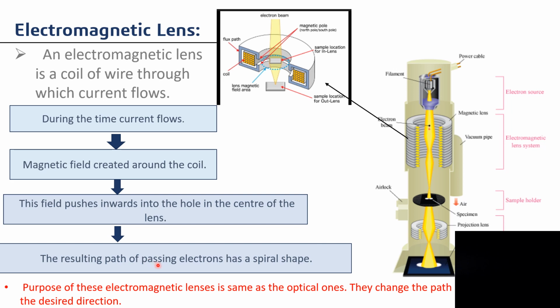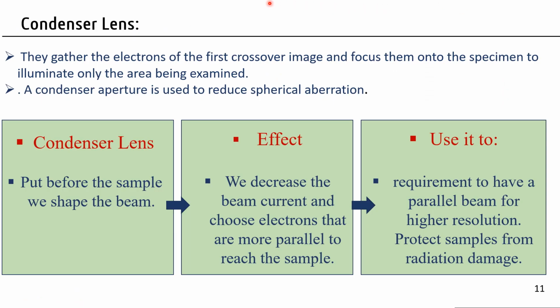The purpose of these electromagnetic lenses is the same as the optical ones: to change the path of the electron in the desired direction. After the electromagnetic lens, we want to discuss the condenser lens.